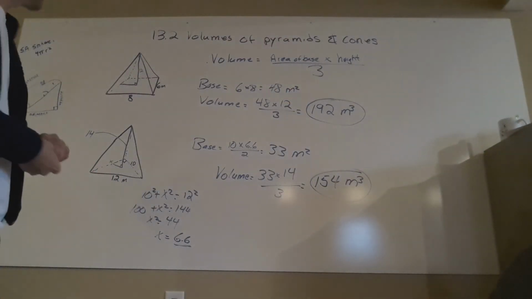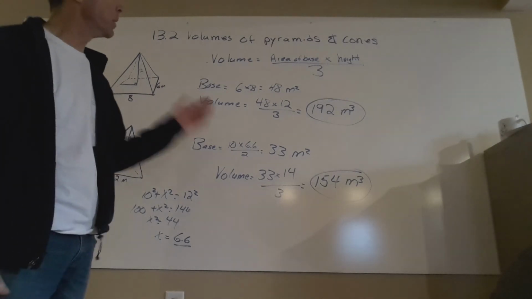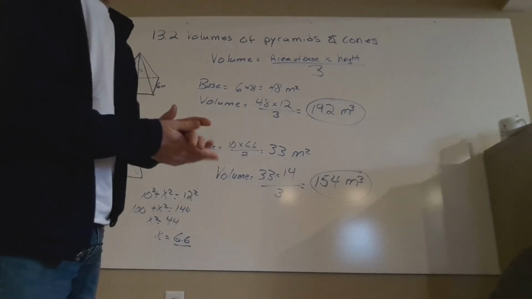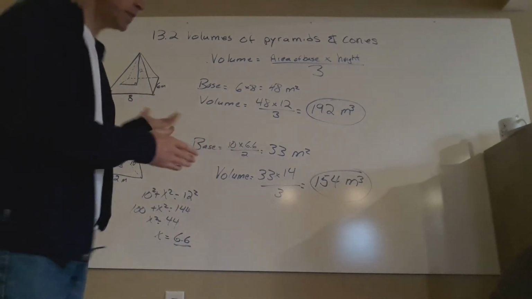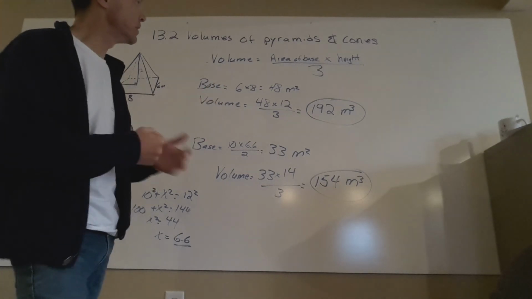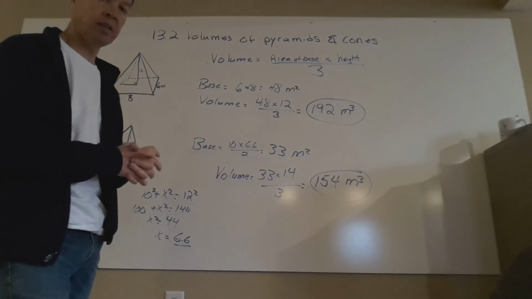So again, for calculating volume with these pyramids, cones, rectangular prisms, whatever they are, you need to calculate the area of the base. On cones and pyramids, divide that by 3. So area of the base times the height divided by 3.